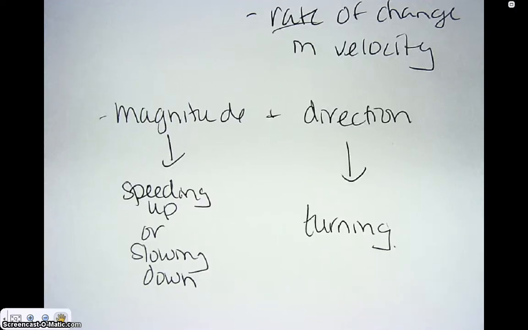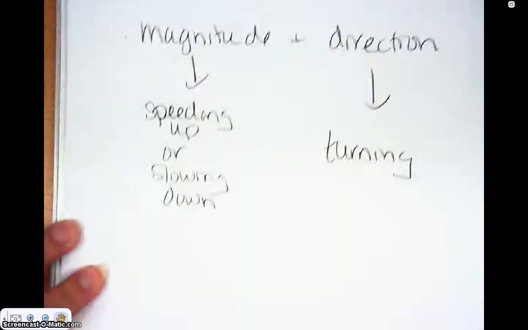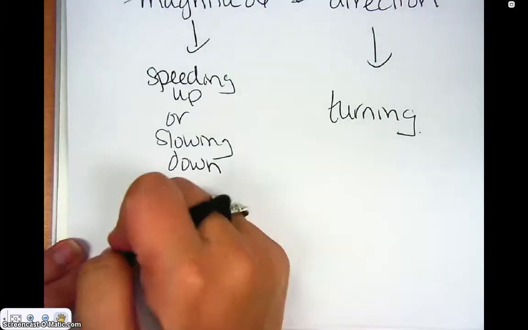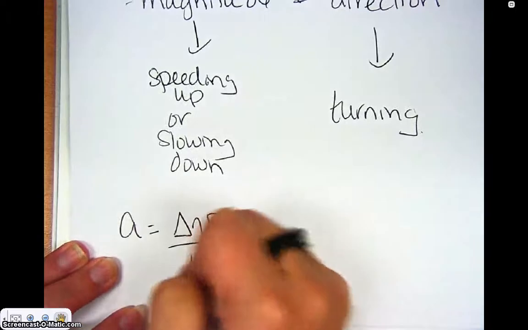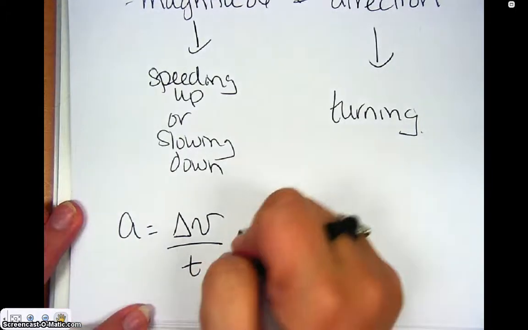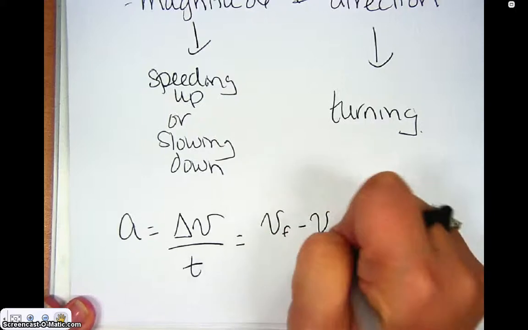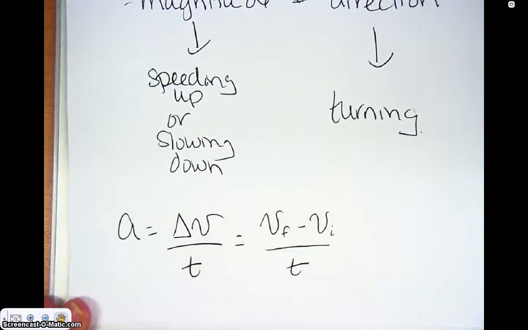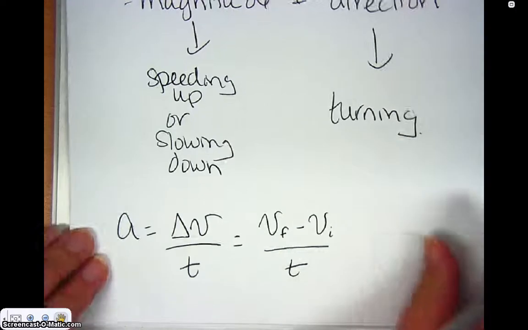Okay? So the equation for acceleration is that acceleration, which is written with an A, is equal to the change in velocity over time. Now, remember, the change in velocity is also written as v final minus v initial, all over t. And this equation sometimes is rearranged to solve for v final. So we can also see it written like this.